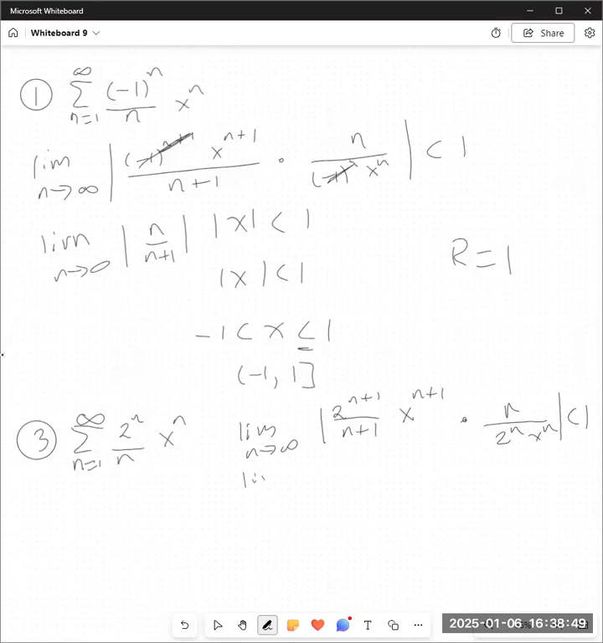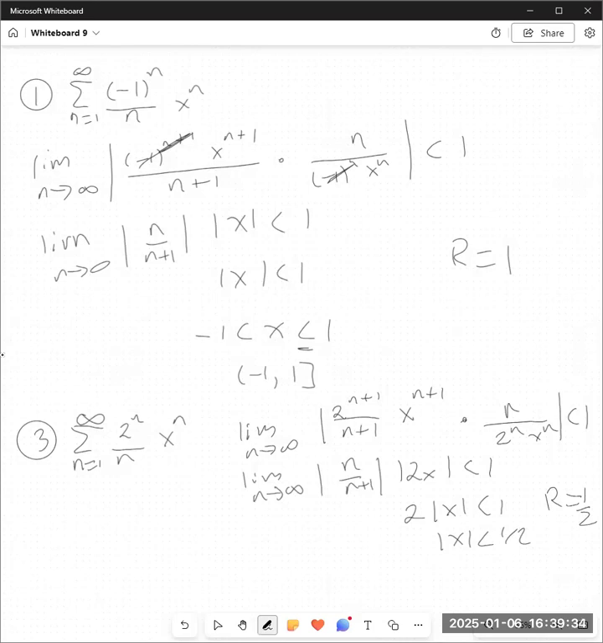So this is going to be limit as n goes to infinity of 2 to the first, then there's an x left up there, n over n plus 1, then there's a 2x left, less than 1. So this goes to 1. I'm left with 2 times absolute value of x less than 1, so absolute value of x is less than 1/2. So my radius of convergence is 1/2.